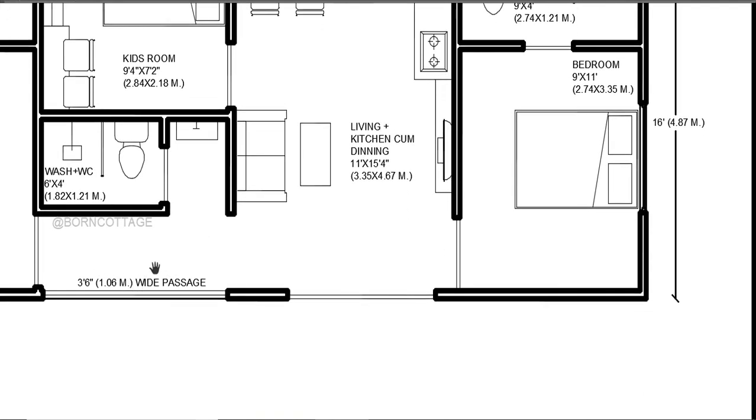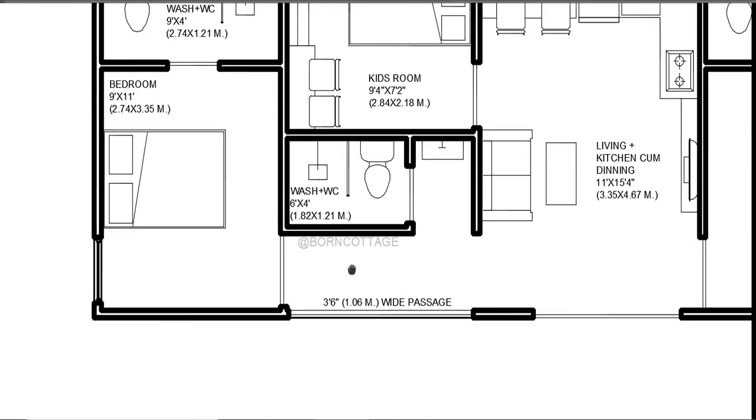So we have a 3 feet 6 inches, in meters 1.06 meters wide passage here, and we have a common use washroom plus water closet here. So we have wash basin, water closet and the shower area. And on the left side we have bedroom number 3 here.